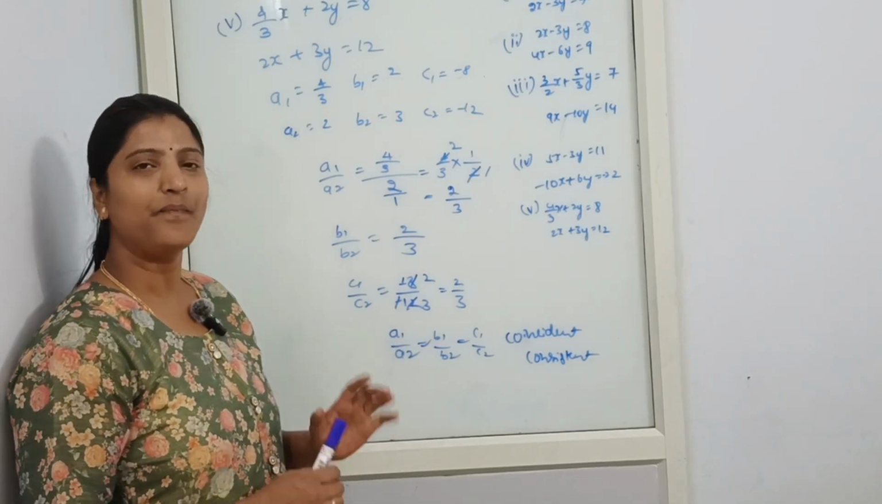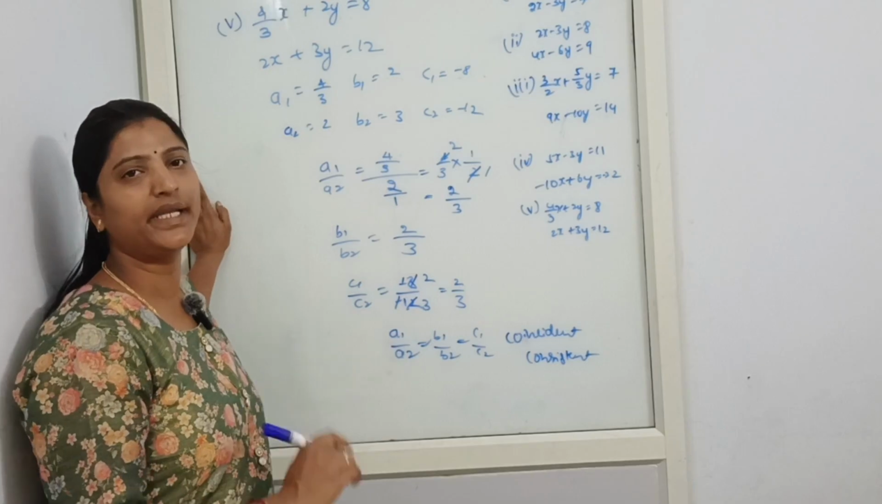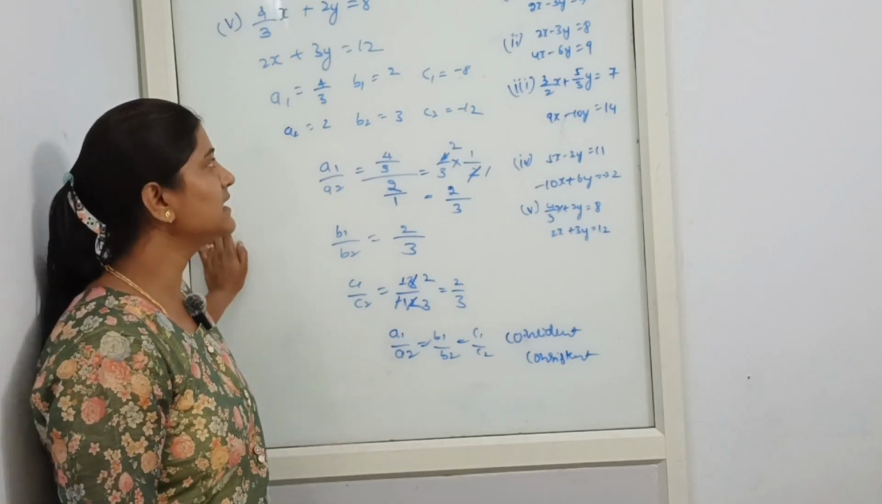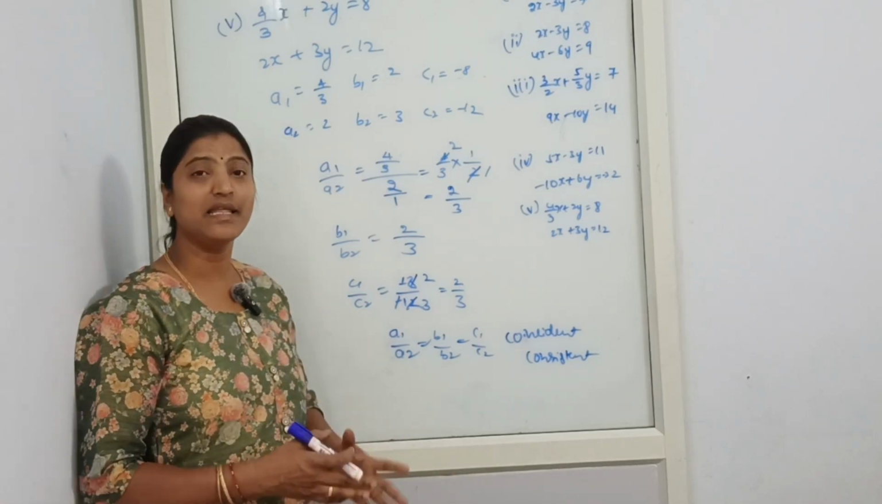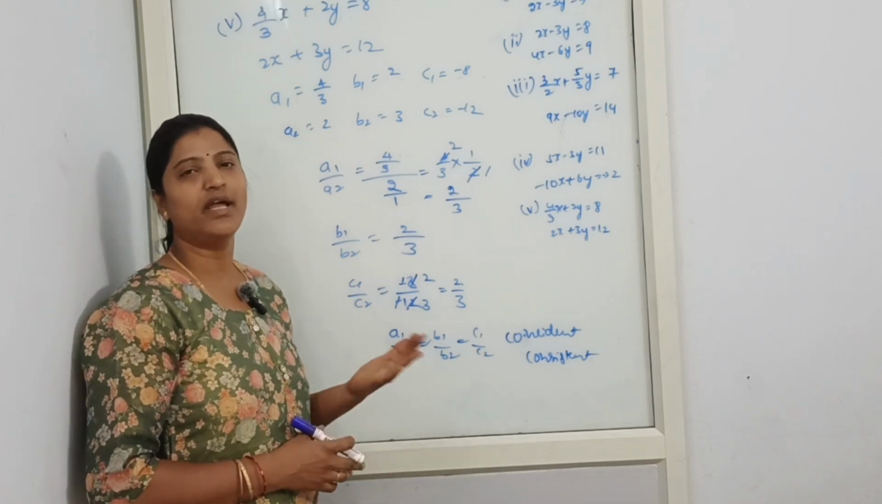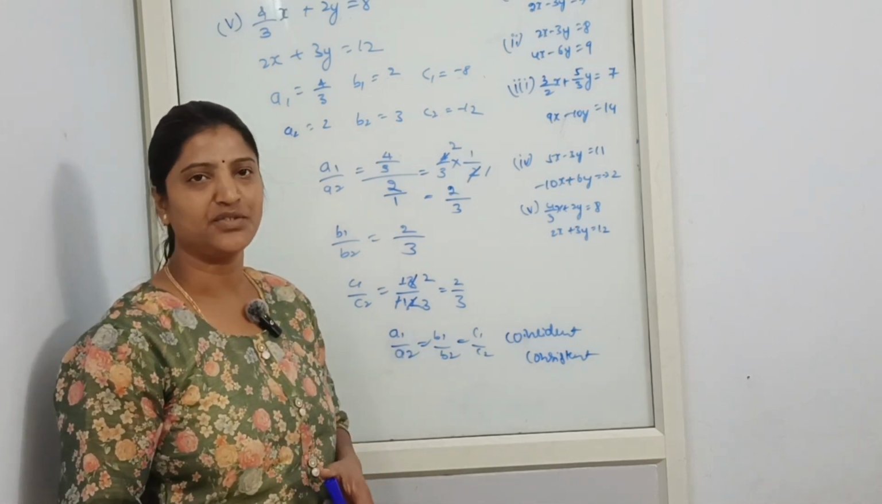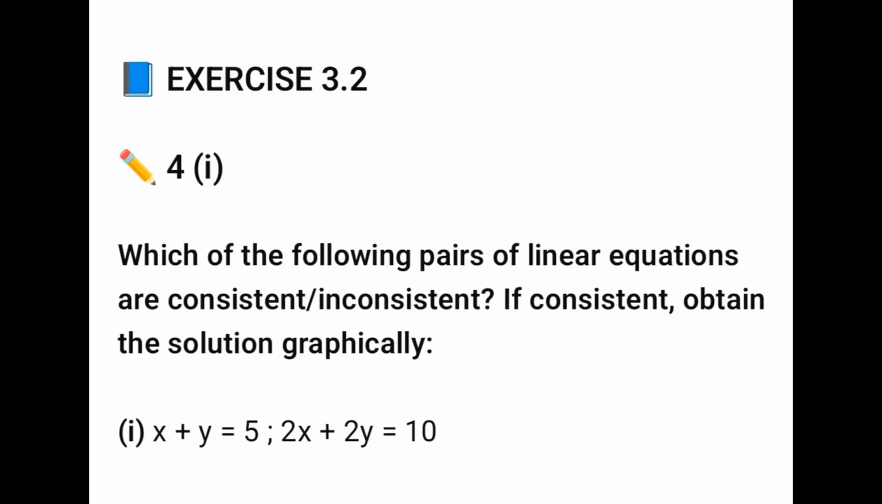Second and third, so it relies on the comparing ratio table. Let us see the fourth one, that is also based on this. If it is consistent, we have to go for its graphical representation. Clear? Which of the following pairs of linear equations are consistent or inconsistent? If consistent, obtain the solutions graphically.